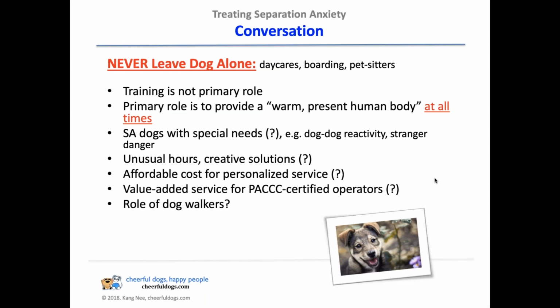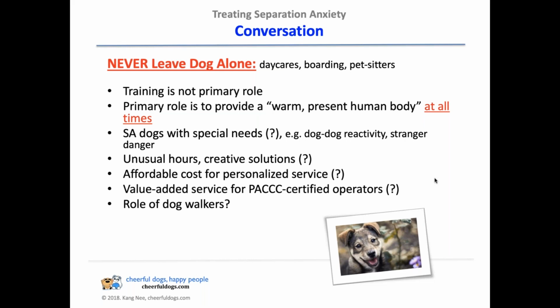Then what about dogs with special needs? Those with dog-dog reactivity or stranger danger? Are we able in a daycare to create safe zones for these dogs? Because sometimes the pet guardians, if they have dogs that have these challenges, would probably be looking around for a pet sitter. But sometimes gaps do occur where they can't find someone. Maybe a daycare that's able to provide a conducive environment for that dog could be part of that dog's village.